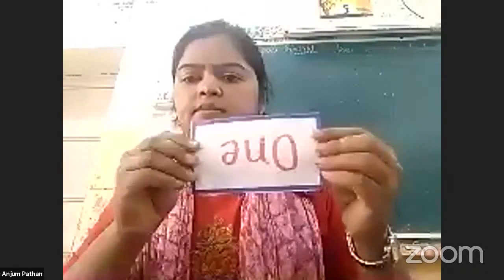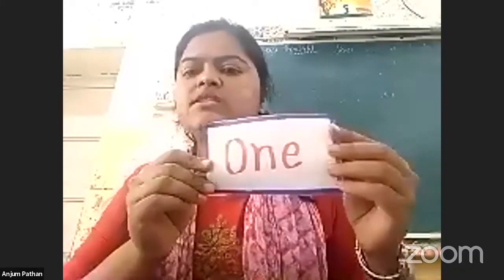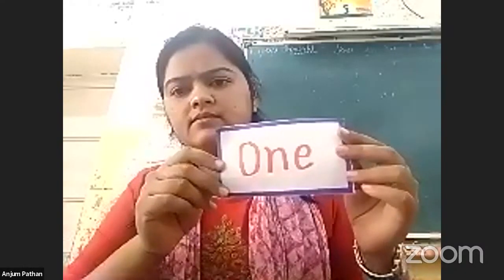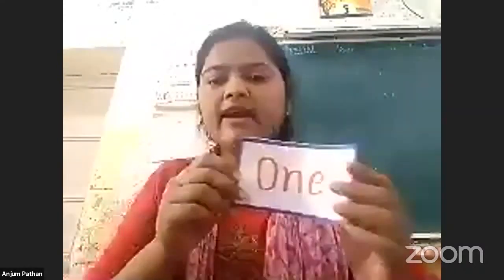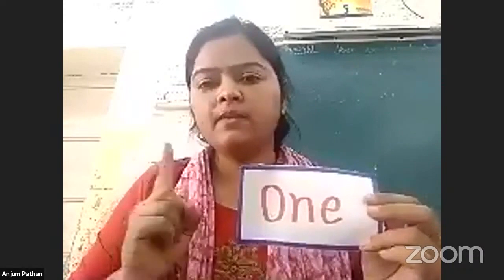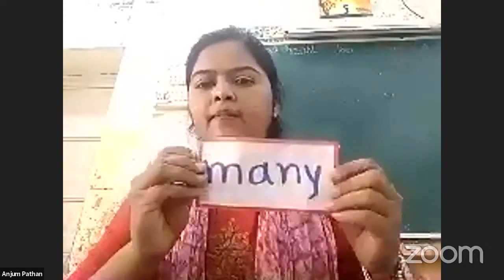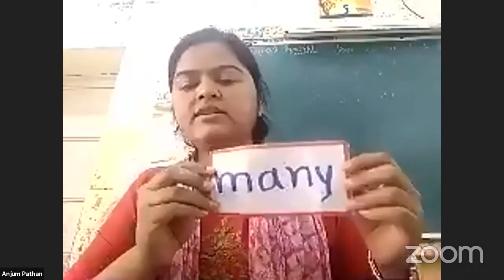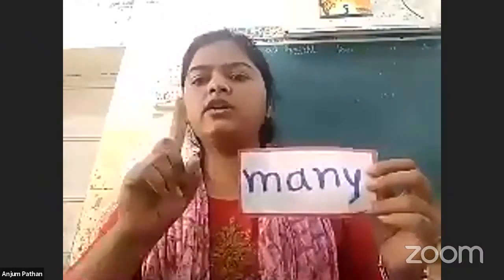So students, what is meant by one? Can you tell me? That's our topic. What is the spelling of one? When we talk about one thing or one object, at that time we use one. Now, our next is many. Many means what? When we talk about more than one object. First we see this one pencil.